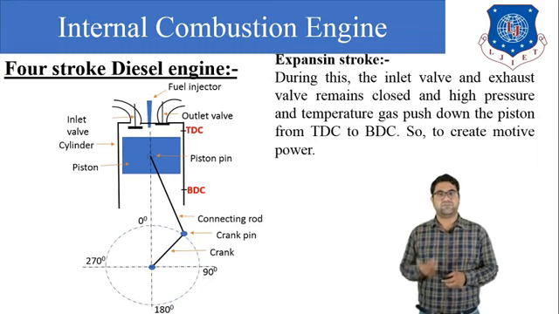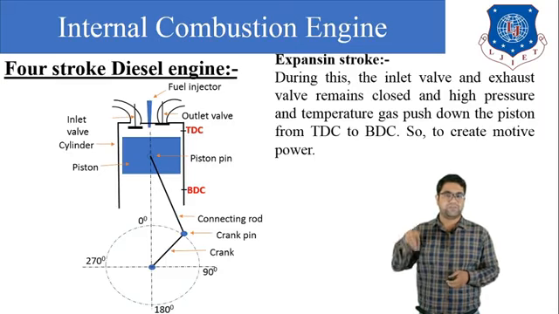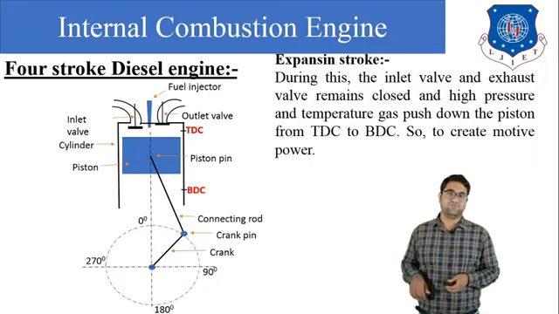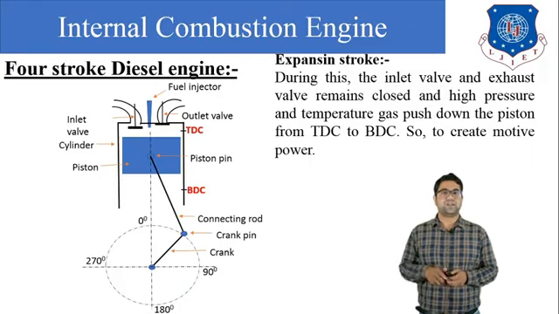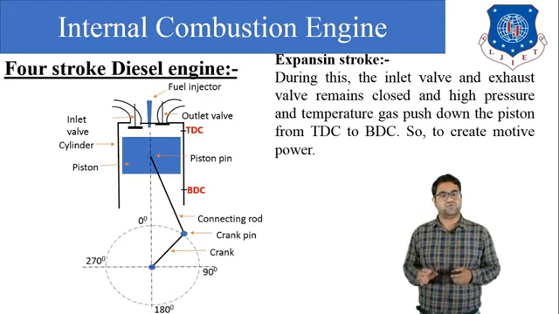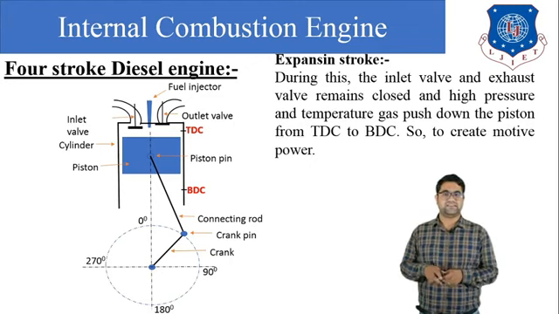Now, during the expansion stroke, what happens? Diesel will start to ignite, and due to the ignition of this diesel, a large amount of energy is generated, which will create force on the piston. Due to this force, the piston will move from the top dead center to the bottom dead center. Simultaneously, the crank will rotate from 0 degrees to 180 degrees. This is the power stroke. After the combustion of diesel, smoke is generated inside the cylinder.